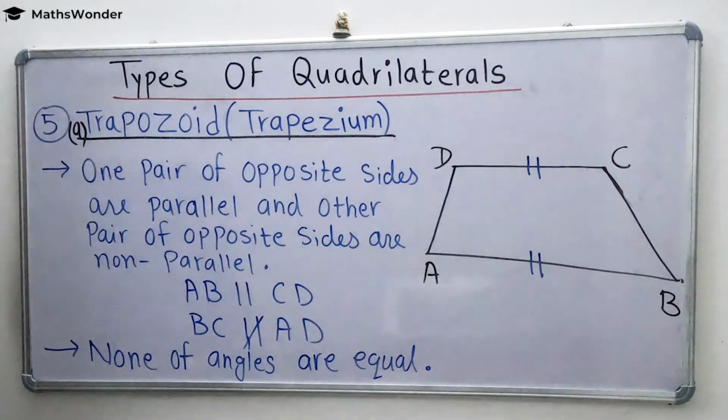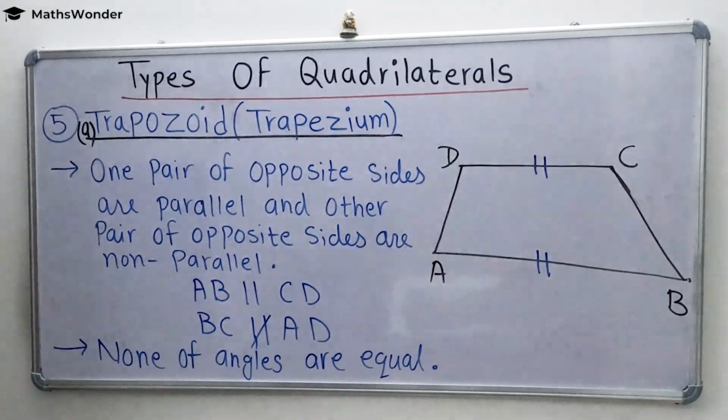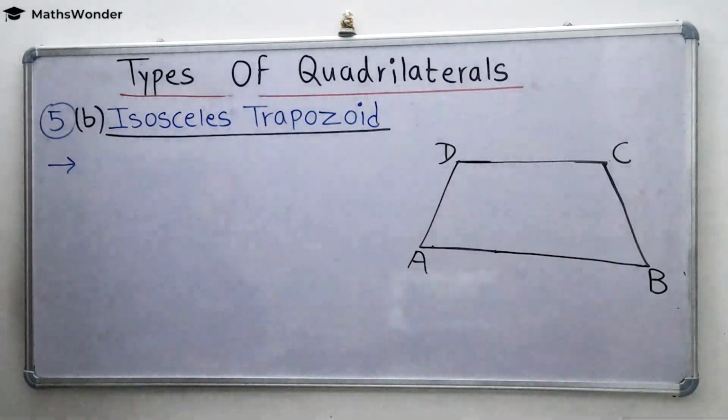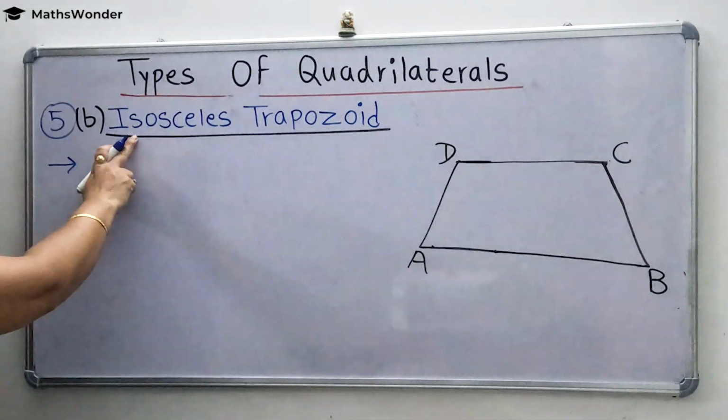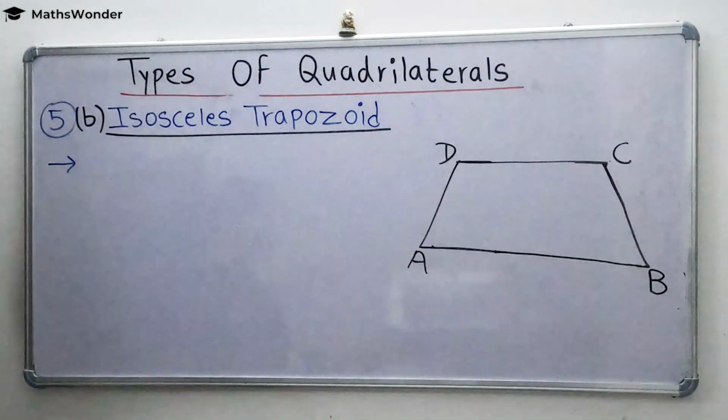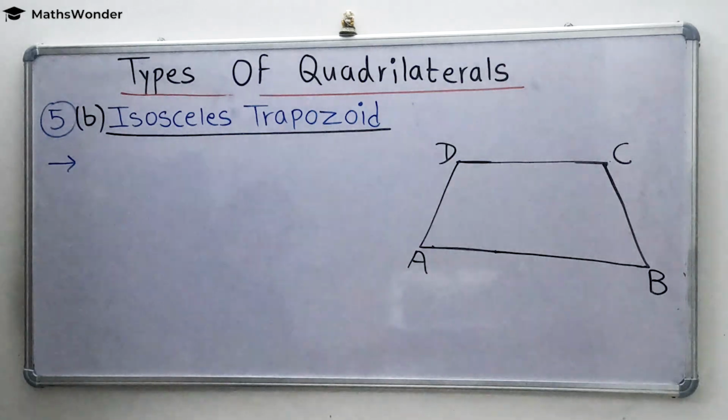Now I will explain the second type of trapezoid, which is the isosceles trapezoid. Generally we use the isosceles trapezium or trapezoid, but you should know both types of trapezoid, and you should know the difference between them also. So the other type of trapezoid is the isosceles trapezoid, right? Because iso means two sides are equal. So what is the property of the isosceles trapezoid?